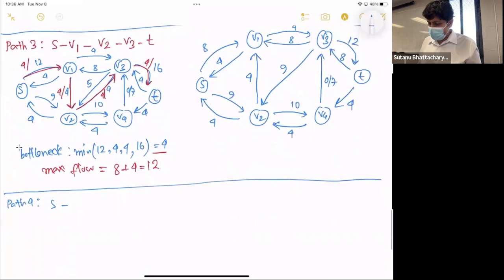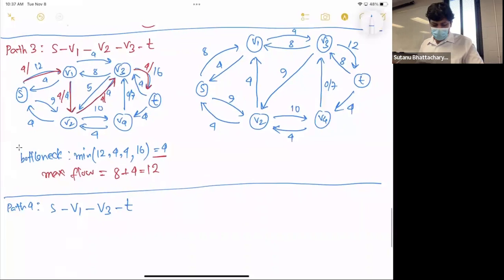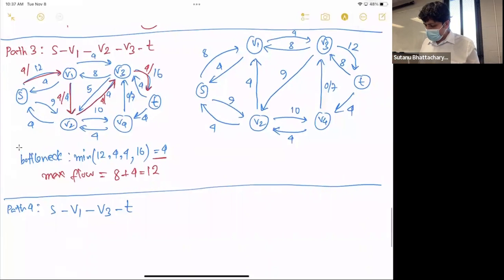Let's take S, V1, V3, T. I'm running out of time. So what is the bottleneck of this path?